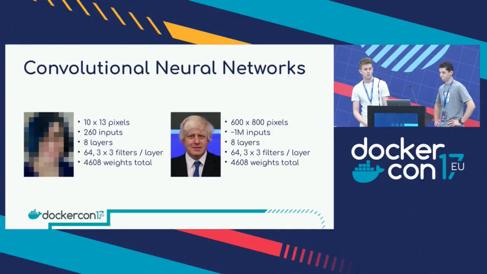So with a convolutional neural network, the size of the image doesn't actually change the number of weights which you need to learn. You only learn the number of weights which you have in your filters. For example, with a 10 by 13 image, we need to learn 4,608 weights for a similar output, which is a dramatic decrease from what we had with the fully connected neural network. Then with the same 600 by 800 image, we still use the same number of weights because we don't change the network structure, we just increase the size of the input.